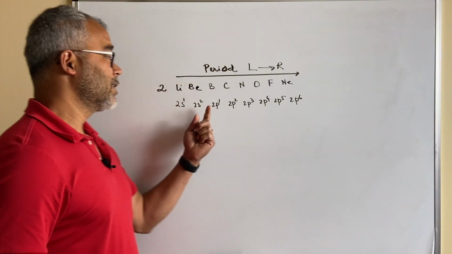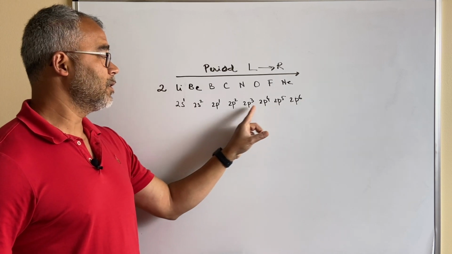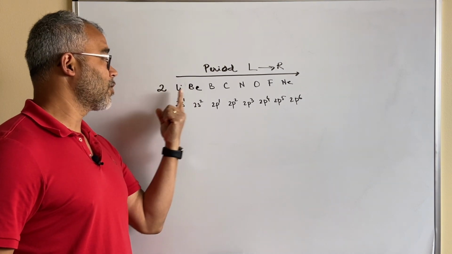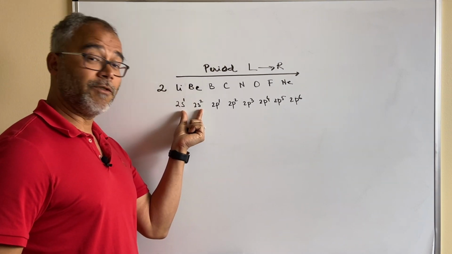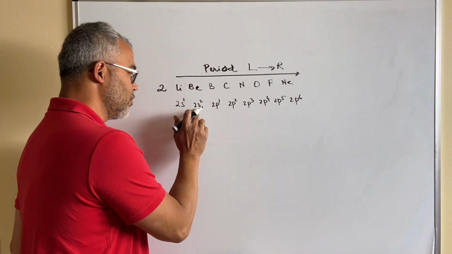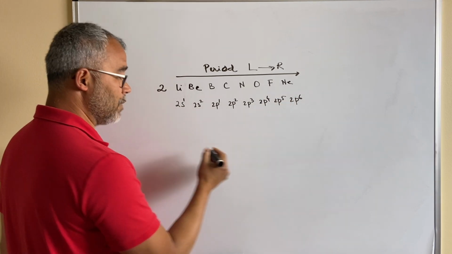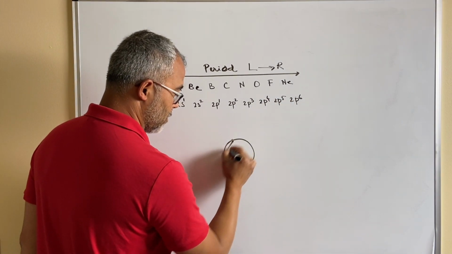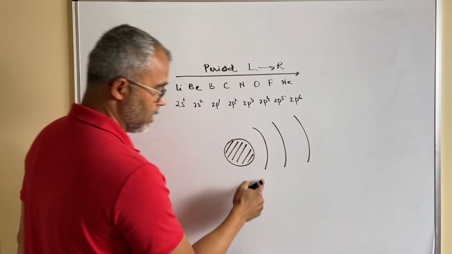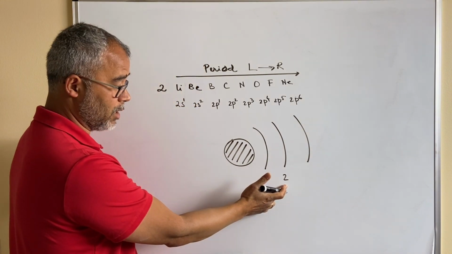Notice carefully, the additional electrons are just getting added to the same sublevel from boron to neon, and the same sublevel from lithium to beryllium. It's a different sublevel, S and P, but if you look at the level, it's 2, 2, 2, 2, 2, 2, 2, 2. So across a period, you're in the same level. What this means is, if you imagine the atom, that's the nucleus, and you have these shells. These are the levels, level 1, level 2, that's the principal quantum number.